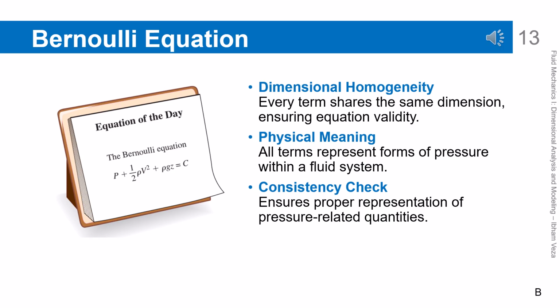Bernoulli equation insights. The Bernoulli equation is a classic example of a dimensionally homogeneous equation. Each term represents a form of energy per unit volume, or pressure. Since all terms have the same dimension, the equation is consistent and physically meaningful. This shows that dimensional homogeneity is not just a formal rule, but is embedded in physical laws. In this way, the validity of the equation structure can be more deeply understood.